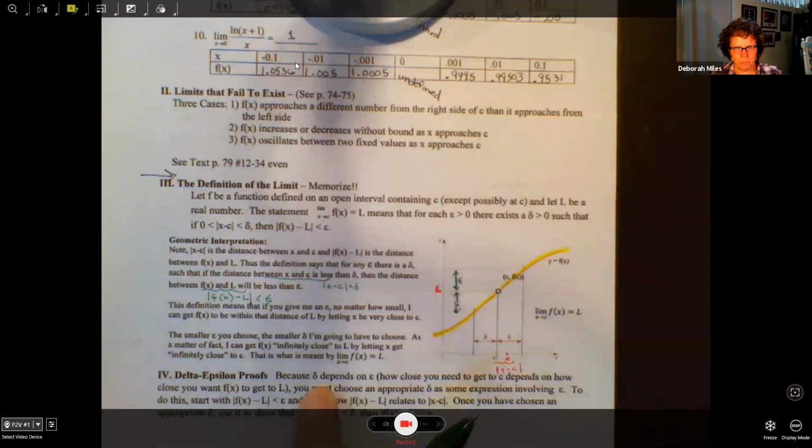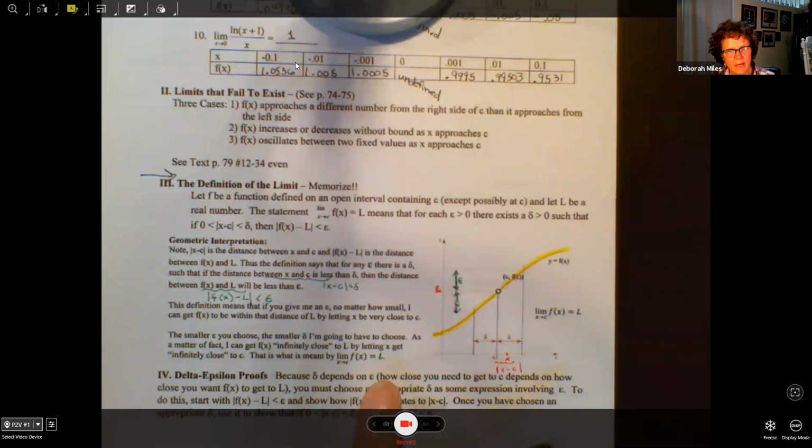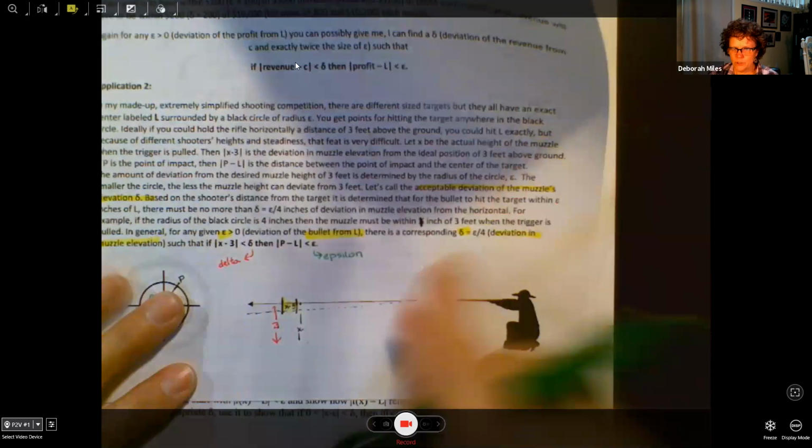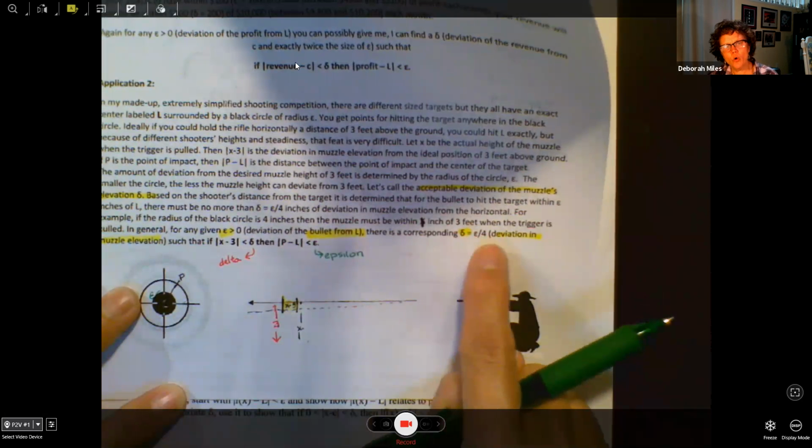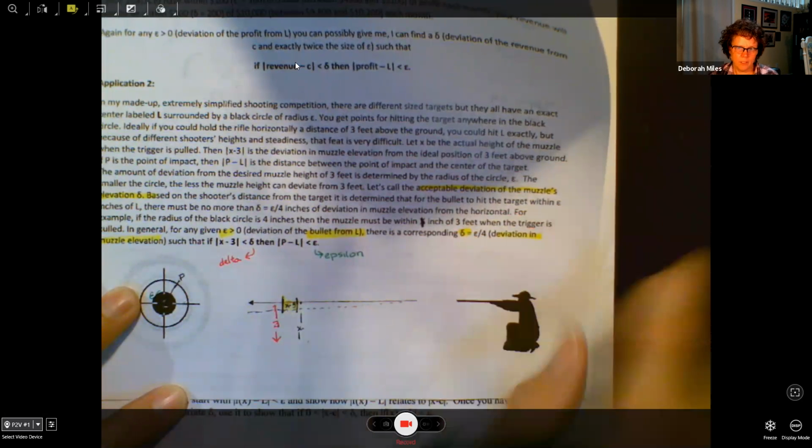All right, because delta depends on epsilon, that means how close you need to get to c depends on how close you want f of x to get to L. You must choose an appropriate delta as some expression involving epsilon. Now, the shooting official figured out for this problem, delta needed to be a quarter of epsilon. I'm going to show you how to find delta for any function.